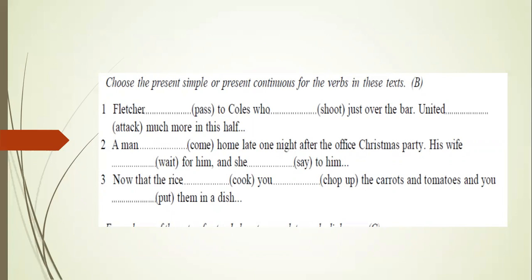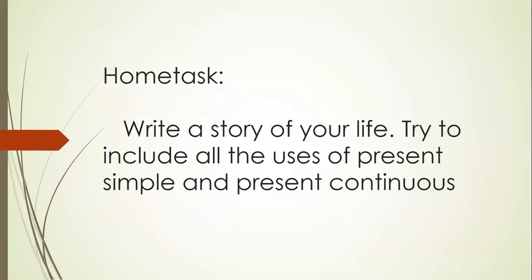So this is all for today. And you have one more home task. You should write a story of your life. Choose one interesting event from your life. Try to include all the uses of present simple and present continuous. Of course, if you are speaking about your life, you should include habitual actions, temporary or permanent situations, and other usages of these tenses.